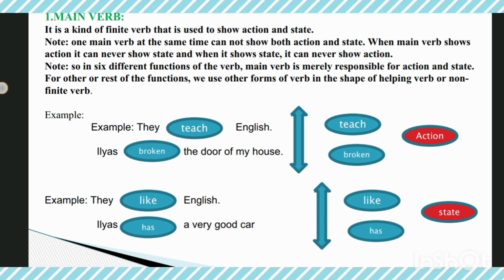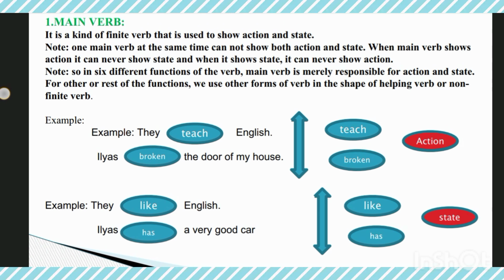Examples: They all teach English. Ilyas broke the door of my house. Teach and broke are always actions. In a main verb, they have to show actions. They like English. Ilyas has a very good car. Like and has are states.